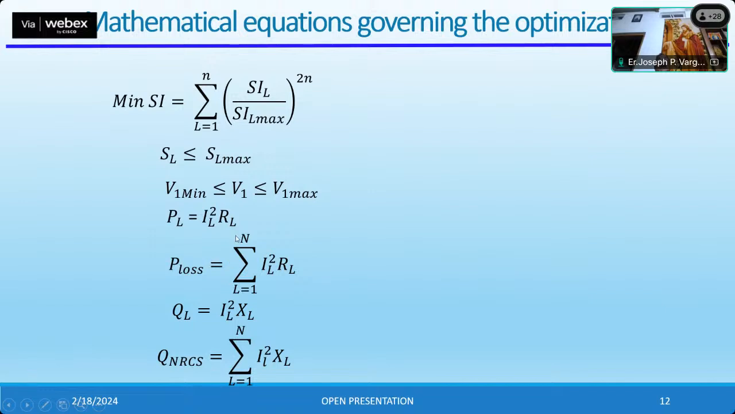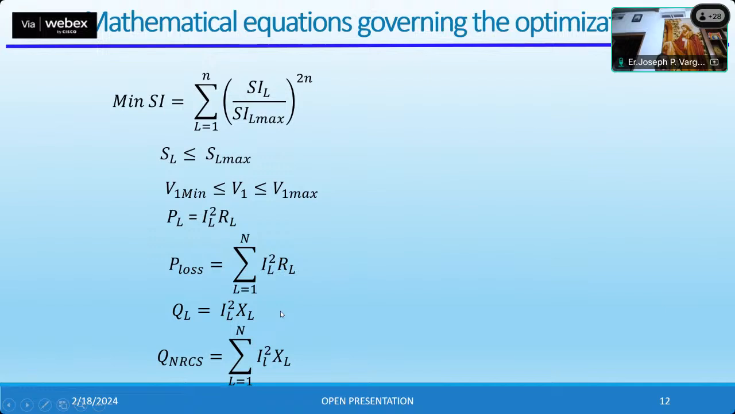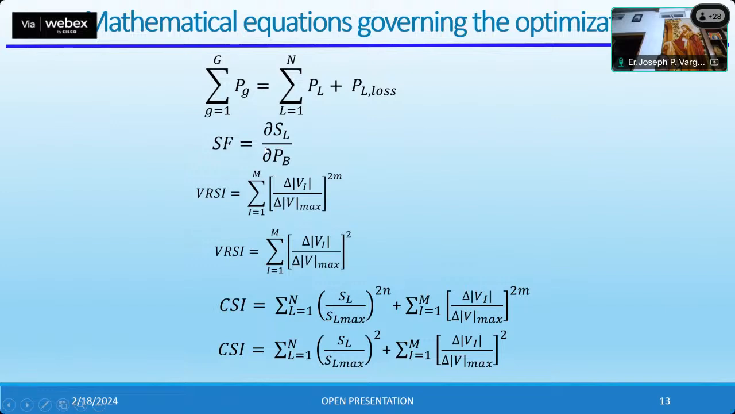And we know that the transmission loss PL will be IL square RL, and the system loss will be the sigma L equal to 1 to n of IL square RL. The non-utilized reactive power, that means reactive power utilized for the magnetization of the transformers, is also mentioned as the reactive power loss, IL square XL, and the system reactive power loss is the sigma value. And we also know that the power generation is the sum of the load plus losses.